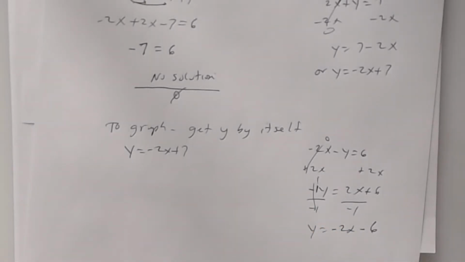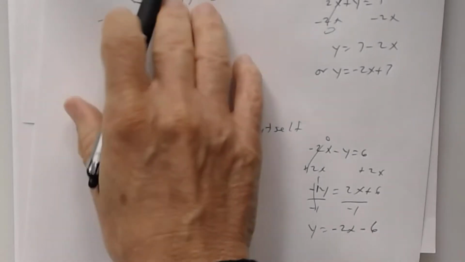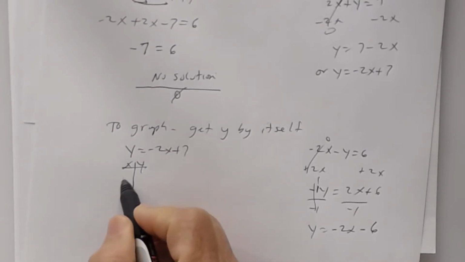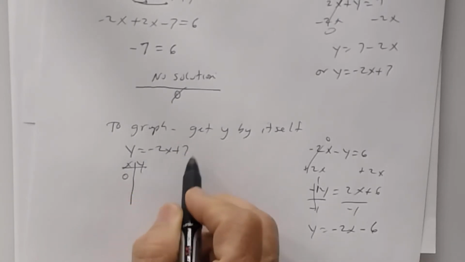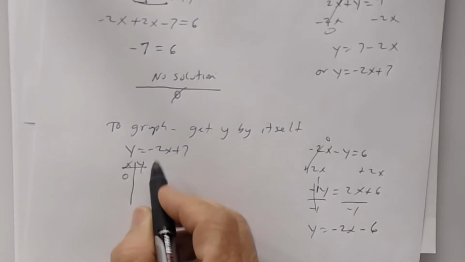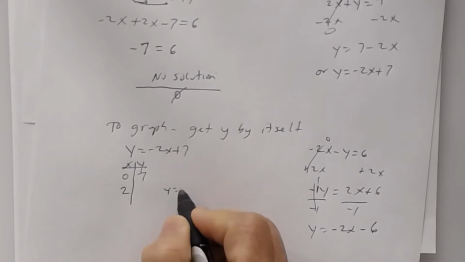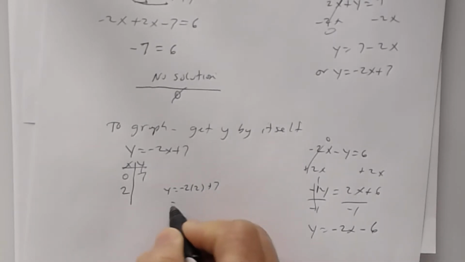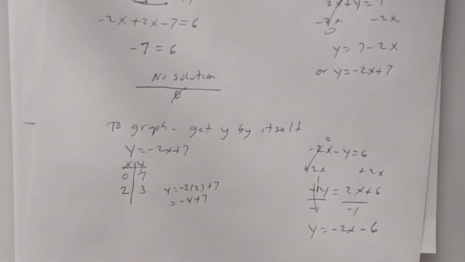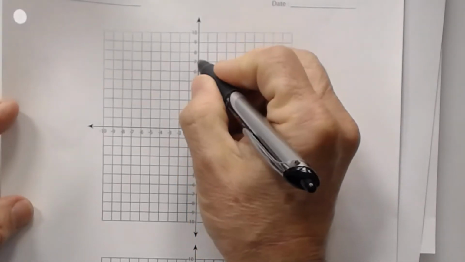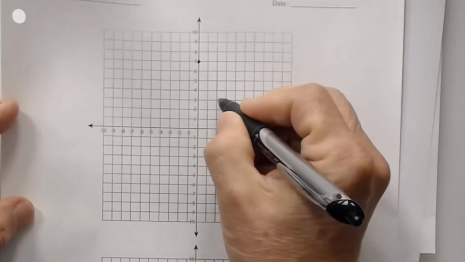And remember, graphing, as we saw yesterday, is not the most efficient way of doing these. But I want to graph this just to show you what the graphs look like. So I'm graphing this system. So I'm going to plot 2 points. So if x is 0, what's my y value here? 7. If x is, let's say, 2, what's my y value? y equals negative 2 times 2 plus 7. 3. Right. So I'm going to plot the point 0, 7, and 2, 3. So 0, 7 is right here, and then 2, 3 is right here.